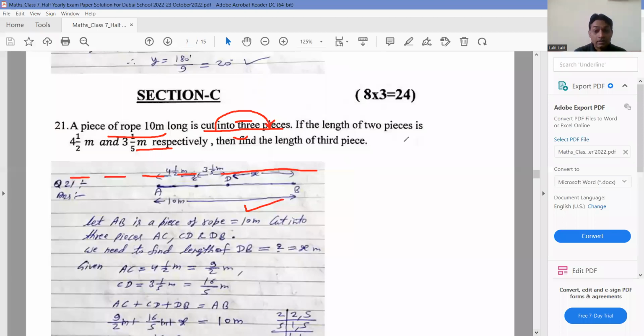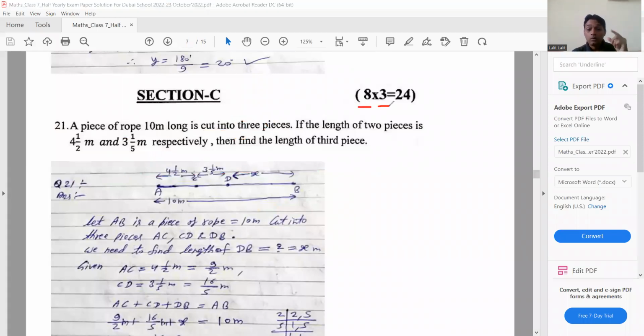So in section C, again, there are 8 questions, but 3 marks each. Now the marks are increasing, so the questions are also getting lengthier. Okay, so let's solve question 1.